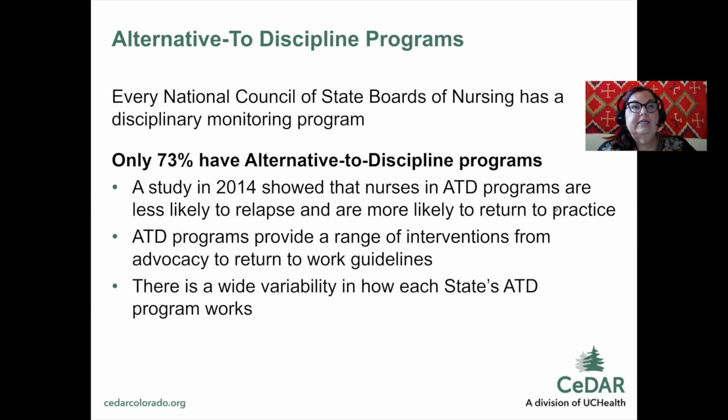A study in 2014 that was actually completed by the Colorado Peer Assistance Services showed that nurses in alternative to discipline programs are less likely to relapse and more likely to return to practice, and that the programs provide a wide range of interventions and advocacy and referral so that nurses are more easily able to return back into practice.